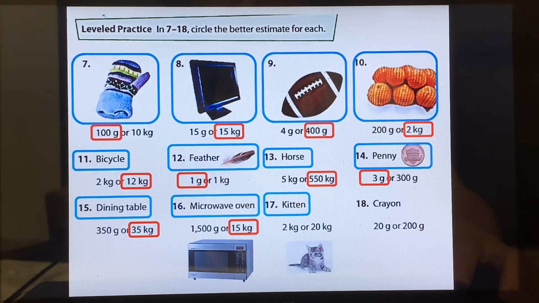17. A kitten. Which is a better estimate? 2 kilograms or 20 kilograms? 2 kilograms. Did you get it right? Kitten 是小猫，刚出生的，幼小的，小小的。So 2 kilograms is a better estimate. 18. A crayon. Which is a better estimate? 20 grams or 200 grams? 20 grams. Did you get it right?